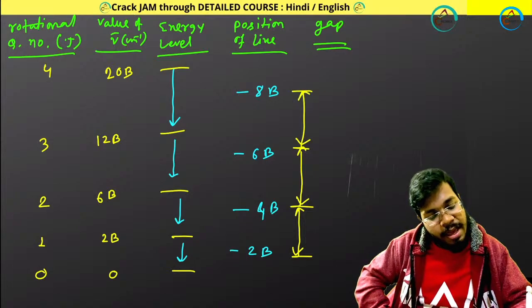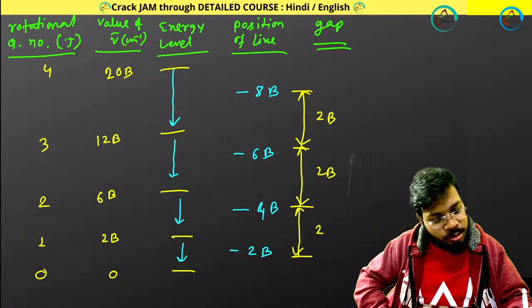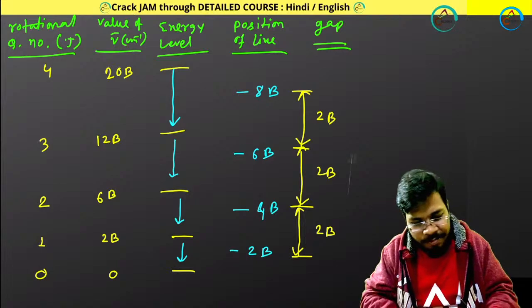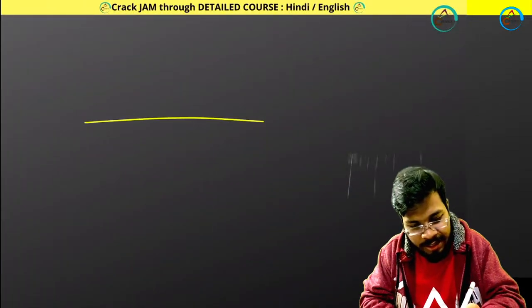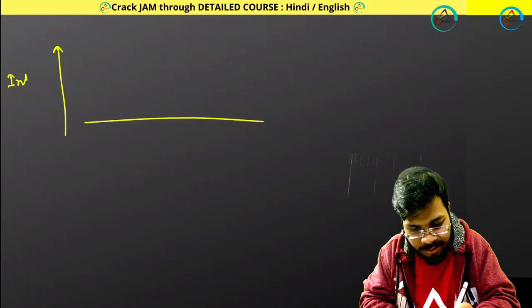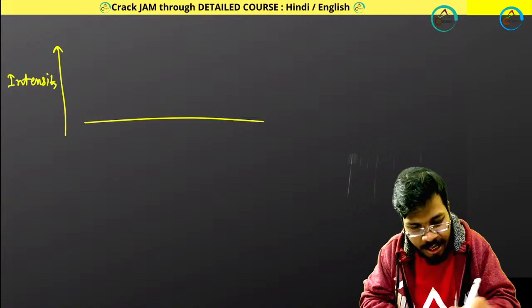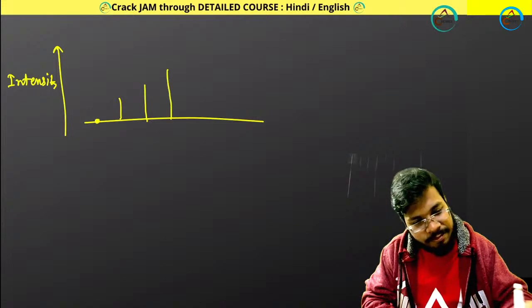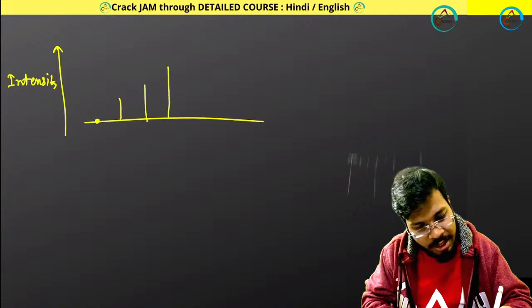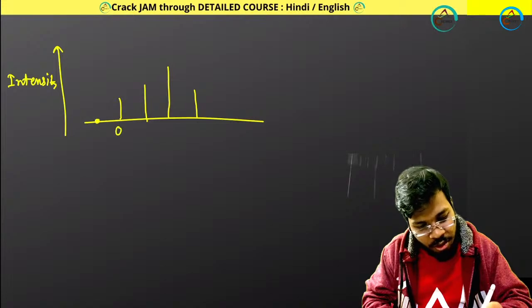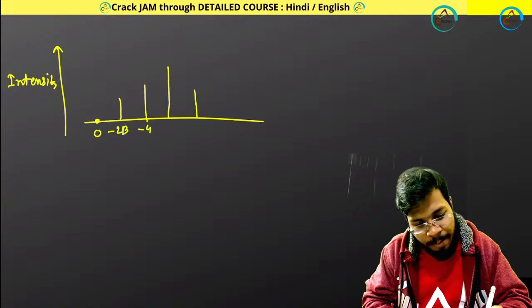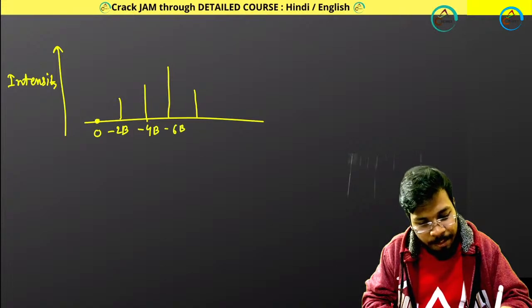This is your what? 2B value, 2B value, 2B value. So here you are getting every time the gap is 2B. Because of that you will be getting the same kind of plot. It is your intensity. And your plot is starting from 0, 2B, 4B, 6B. Then like this 0, 2B or minus 2B. It will be minus 2B, minus 4B, minus 6B, minus 8B.